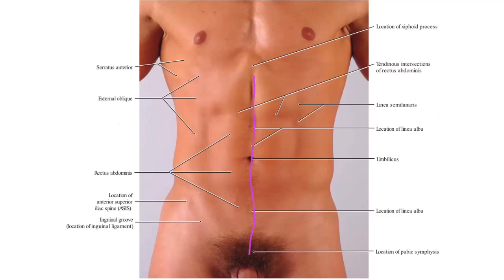You see, this is the furrow, the groove, the depression in the midline, right? This is the umbilicus, right? And this is also the linea alba, and you see this is the linea semilunaris, right? And there are horizontal lines also, right? They are called tendinous intersections, right? So these are the soft tissue landmarks.